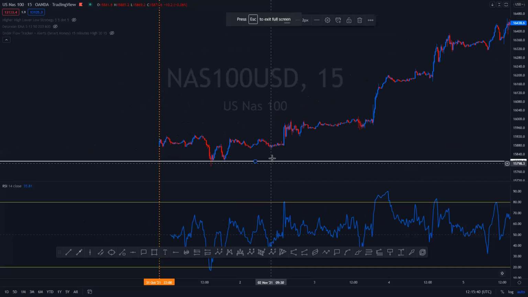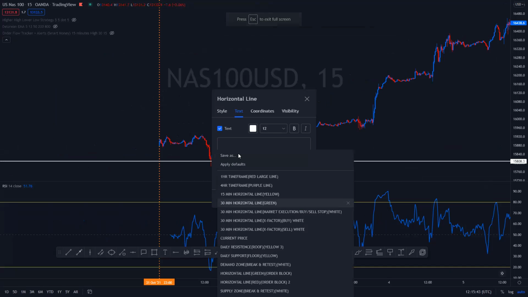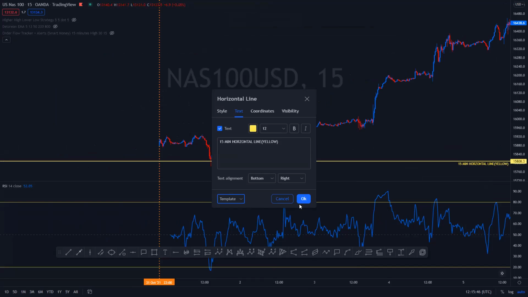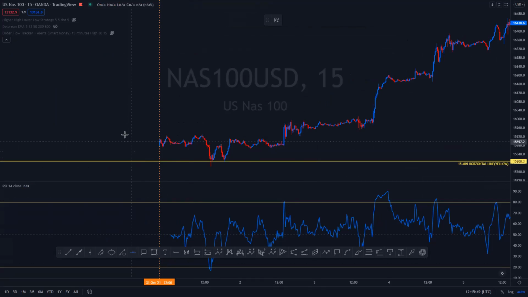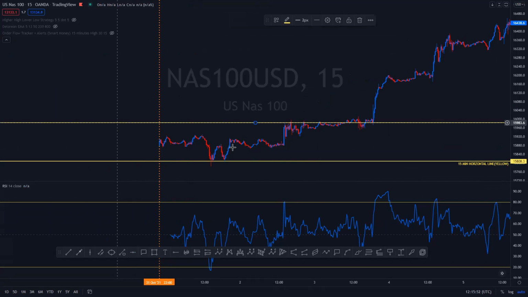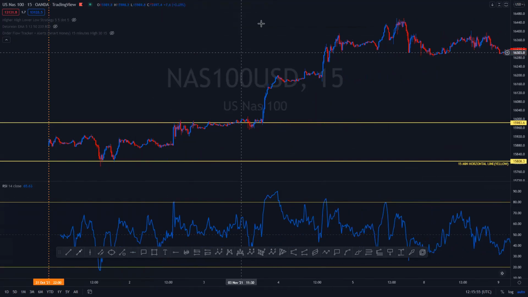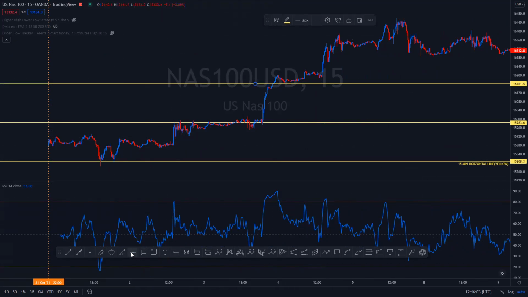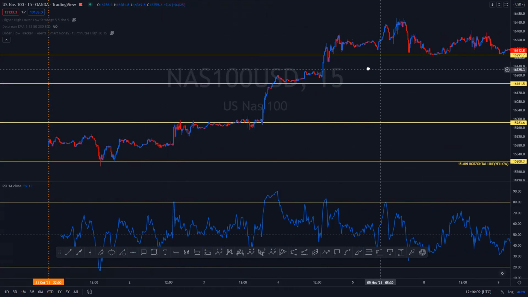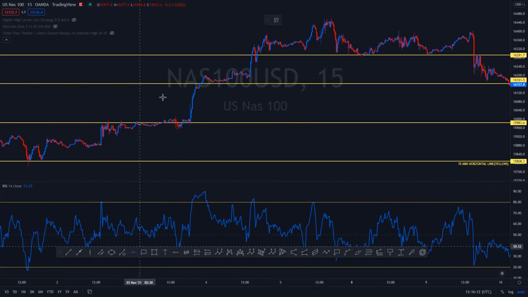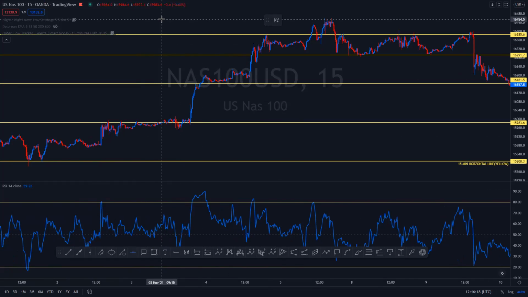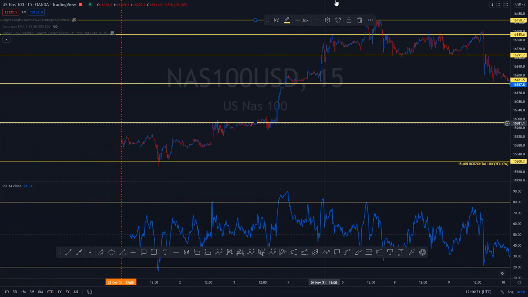Okay. We're going to use our horizontal lines. There's going to be the 15-minute line here. One there. One here. One up there.